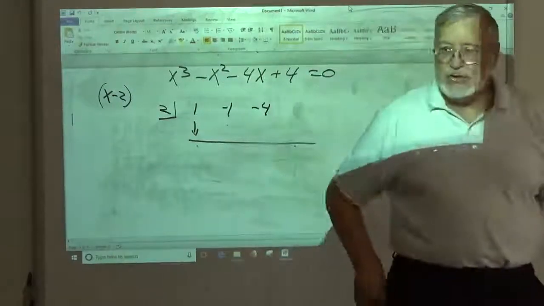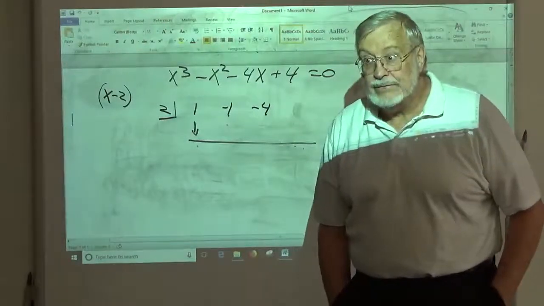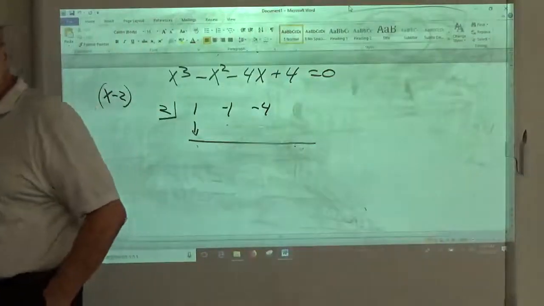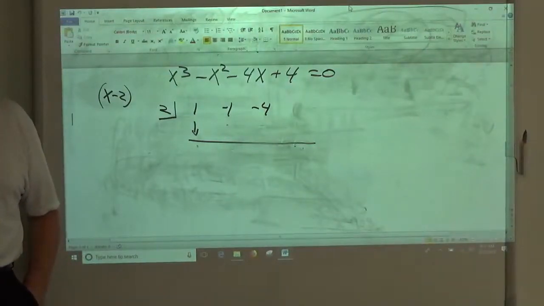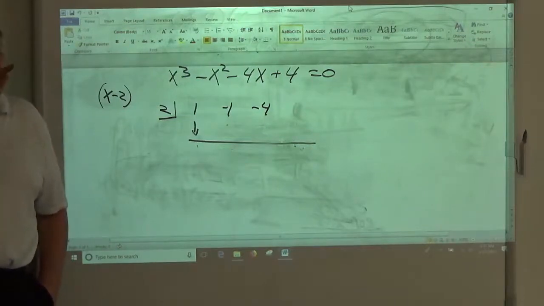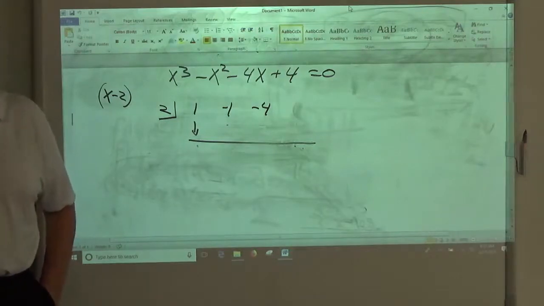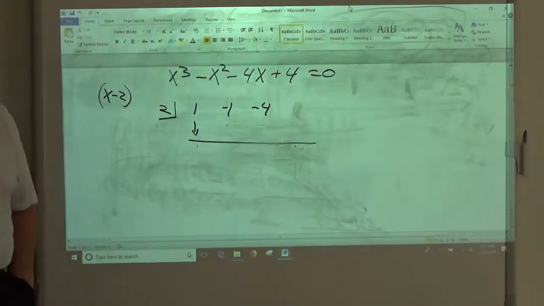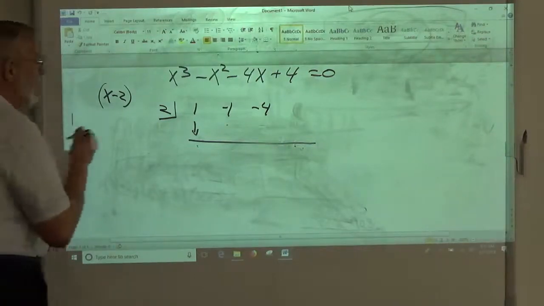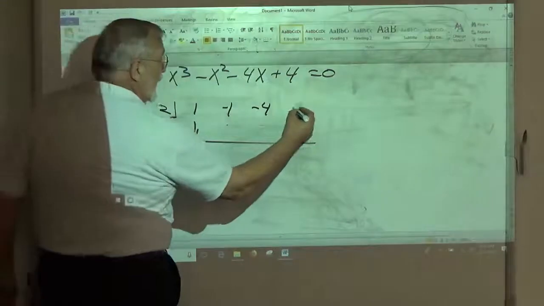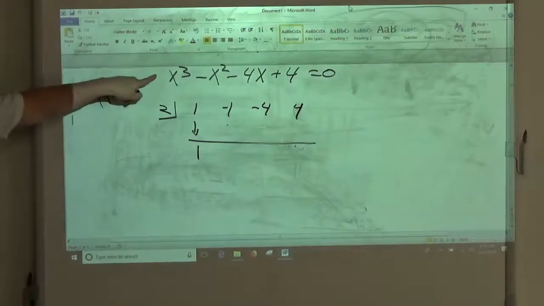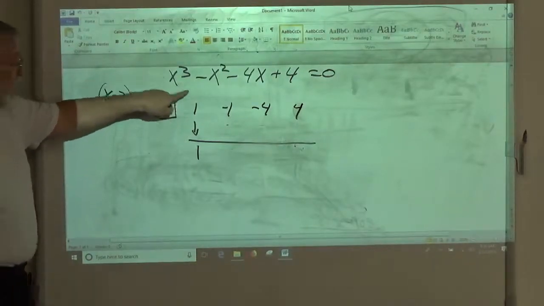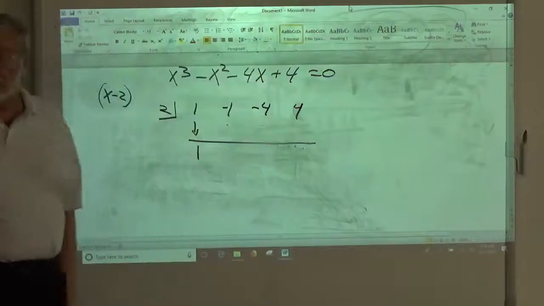What you're doing when you do synthetic division is you are multiplying and adding. When we did long division, we found out what number we had to multiply by, we wrote it down, then we changed the sign and added. So we're doing the same multiplying and adding that we would have done, except our form is different. So when I bring this 1 down, the question is, where did these 4 numbers come from? They came from the coefficients up here: 1, -1, -4, and 4.